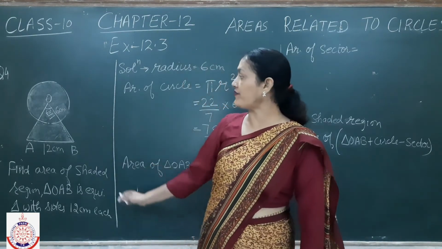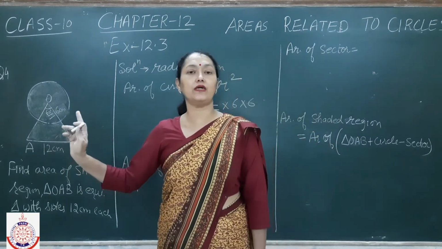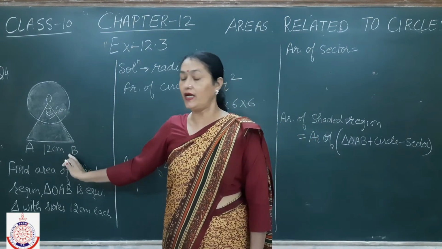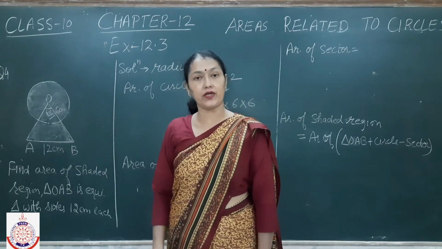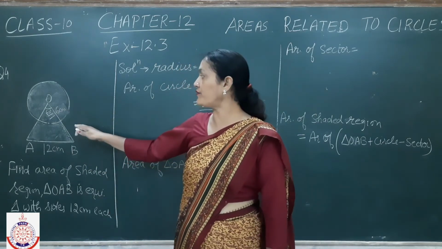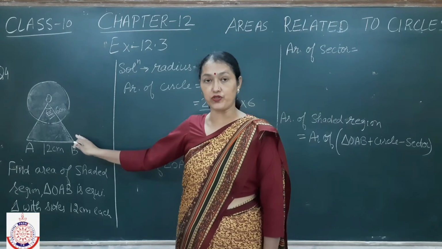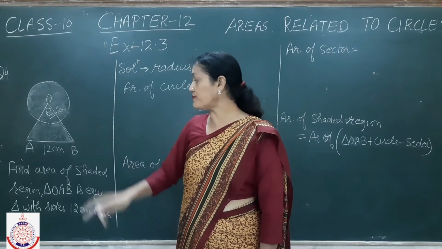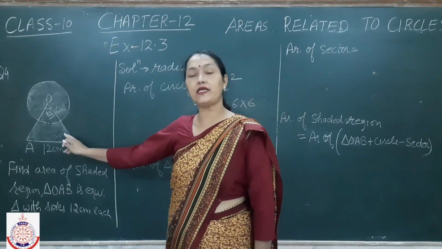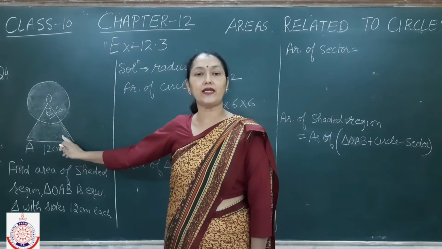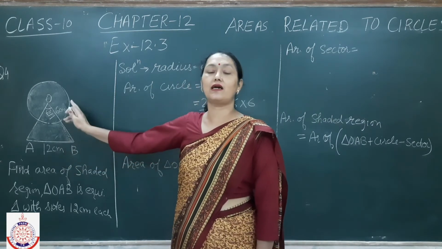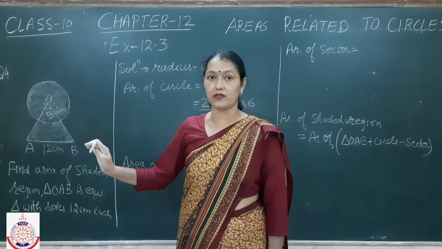In this question, they have given us a combination of a circle and a triangle, and they have shaded both the circle and the triangle, and they are again asking for the area of the shaded portion. The triangle is an equilateral triangle with each side 12 centimeters. The circle has a radius of 6 centimeters.